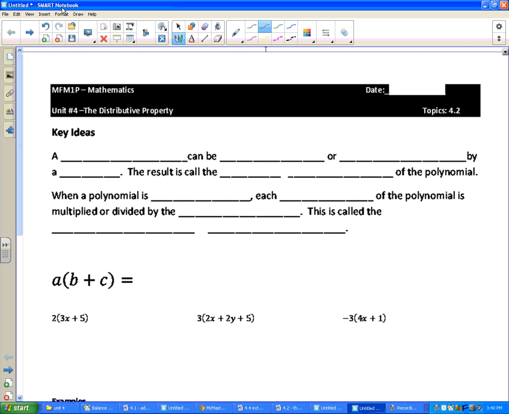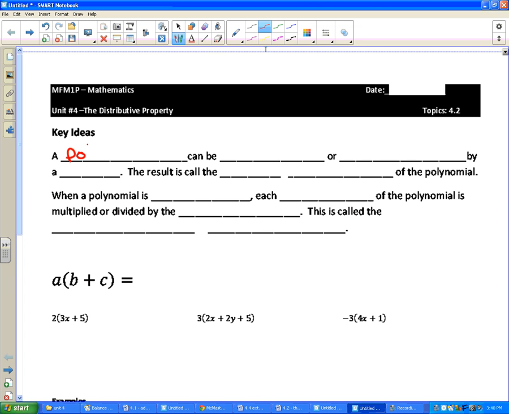Our next logical extension of what we looked at before with algebraic expressions, like terms and unlike terms, and how we can combine like terms is this thing called the distributive property. Let's get this little note down first. Today's video is real short.